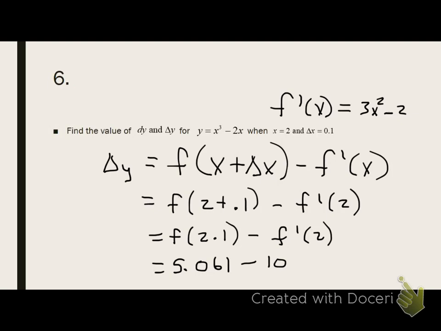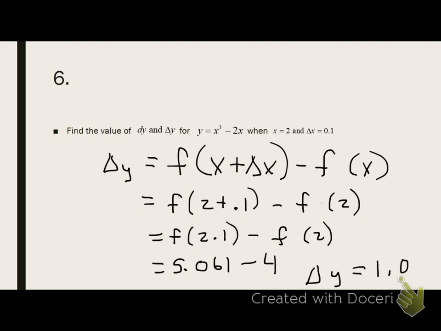It's not f prime of x, it's just f of x. We never even need to find the derivative here. I'm thinking of solving using differentials. Okay? So what's f of 2? 2 cubed is 8 minus 4 is 4. So delta y, I apologize there, guys. Delta y is 1.061.